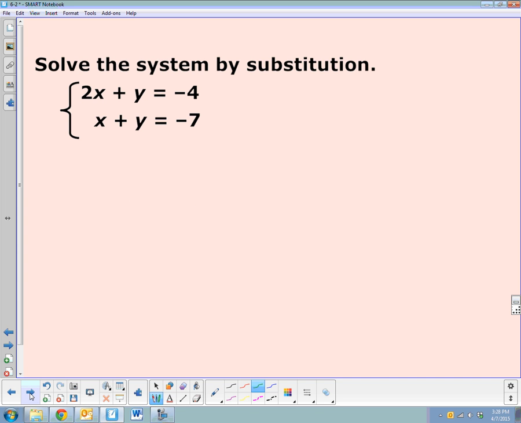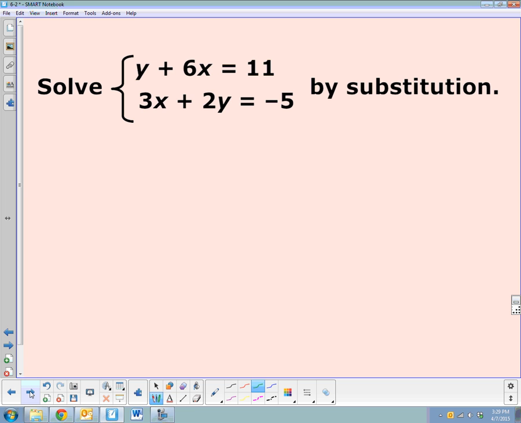Here's another one. Give it a shot, pause it, try it on your own. Assuming you tried it on your own, the solution to this one is going to be 3, negative 10. If you didn't get that answer, if you're not even sure where to start, click on the linked video, try it on your own. I'm going to do this one with you, and then there'll be one more that you try on your own.